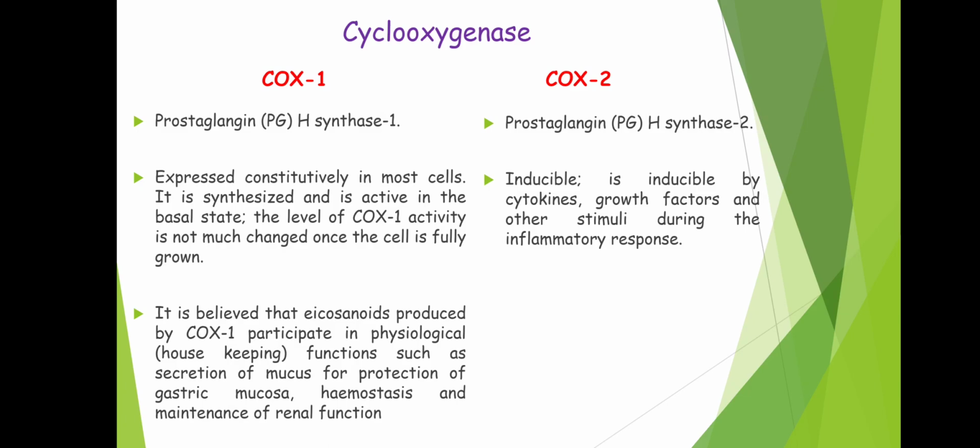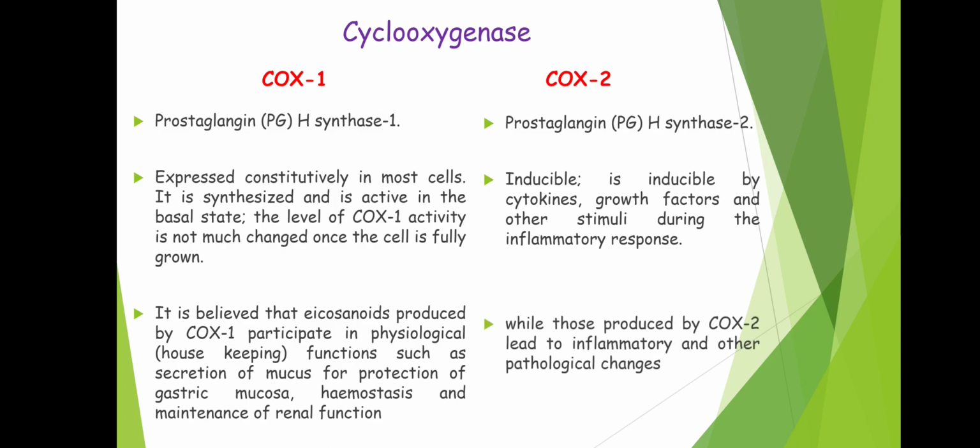Next, it is believed that eicosanoids produced by COX-1 participate in physiological, that is housekeeping functions such as secretion of mucus for protection of gastric mucosa, hemostasis and maintenance of renal function, while those produced by COX-2 lead to inflammatory and other pathological changes. Now coming back to our cyclooxygenase pathway.